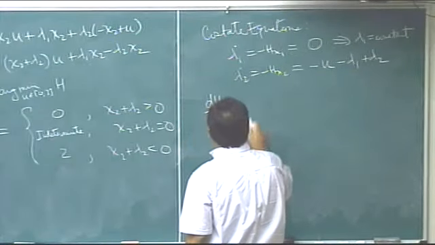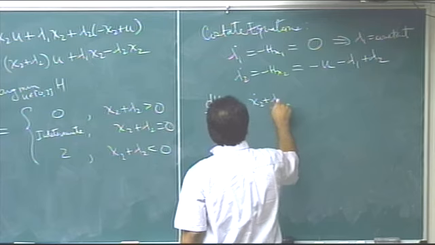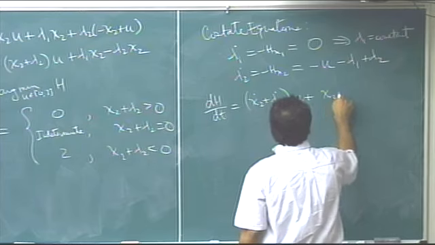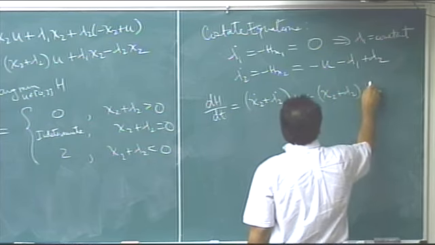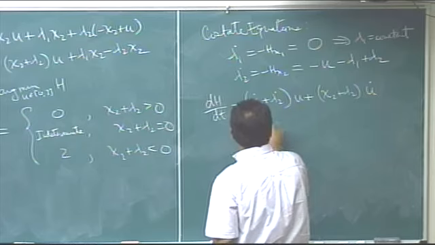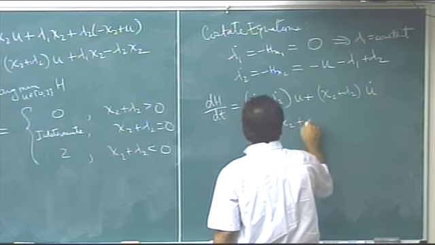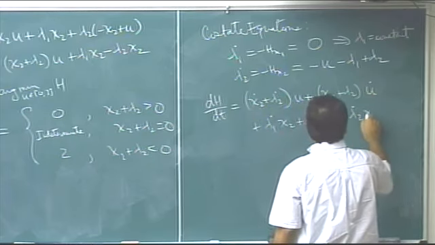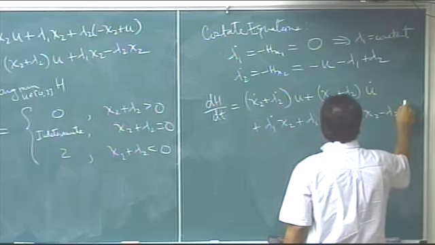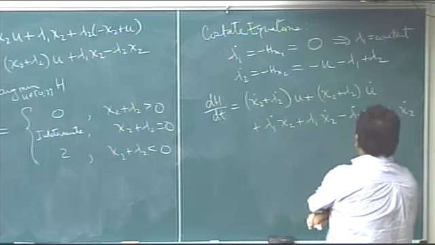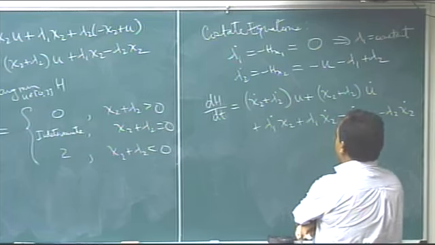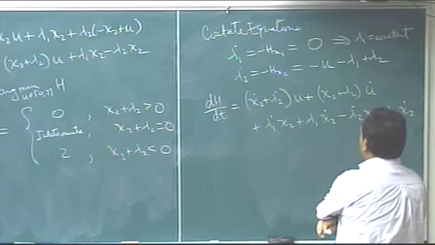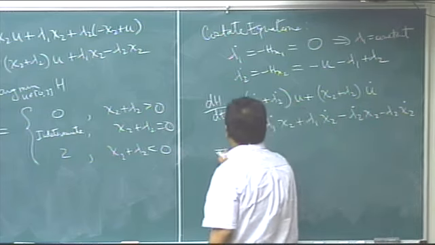What do I get? I get x2 dot plus lambda 2 dot times u plus x2 plus lambda 2 times u dot. And then I get plus lambda 1 dot x2 plus lambda 1 times x2 dot. I get minus lambda 2 dot x2 minus lambda 2 times x2 dot. So now we can start substituting in for some of these expressions, because we know the expressions for x2 dot and lambda 2 dot, right?